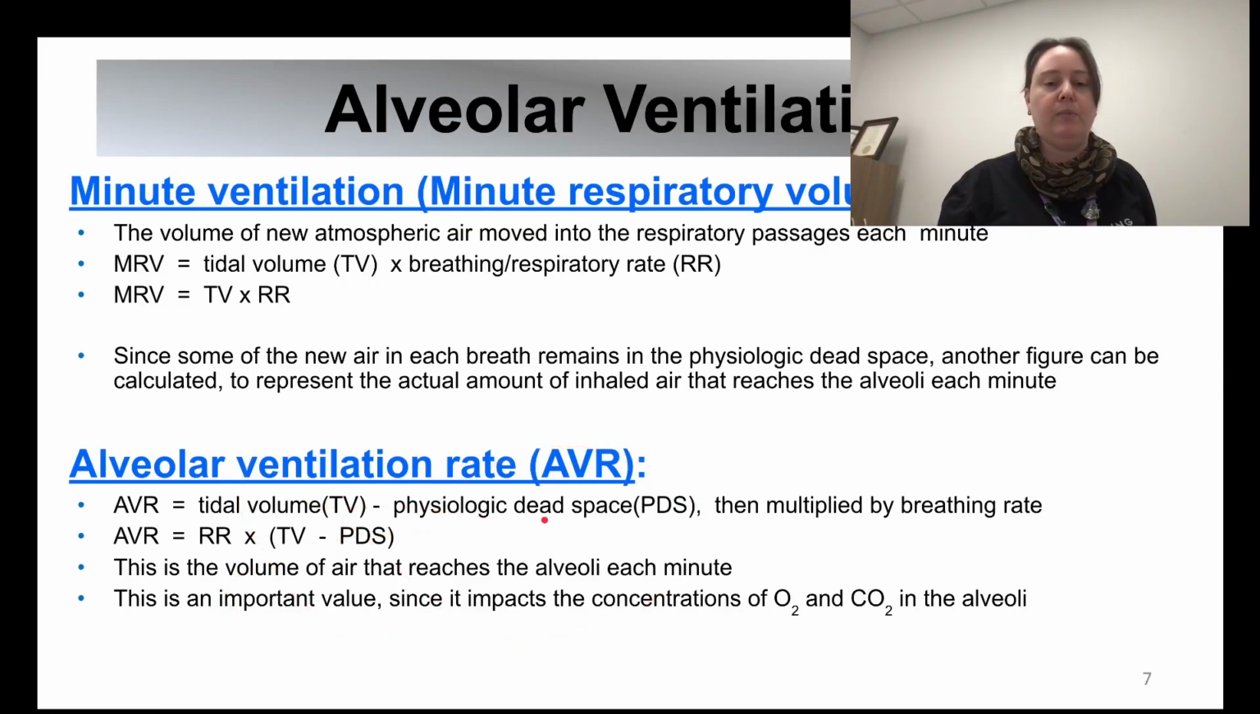So the tidal volume minus our dead space, then multiplied by our breathing rate, and that gives you the alveolar ventilation rate. This, again, is the volume of air that reaches your alveoli each minute, and this is important because it basically tells you what your concentrations of oxygen and carbon dioxide are in the alveoli at any given time. So this one's kind of the important part, because this is telling you how much is reaching the parts of the lungs where we need the gas transfer to happen, and how much you're actually using and kicking out, making sure everybody's working properly.